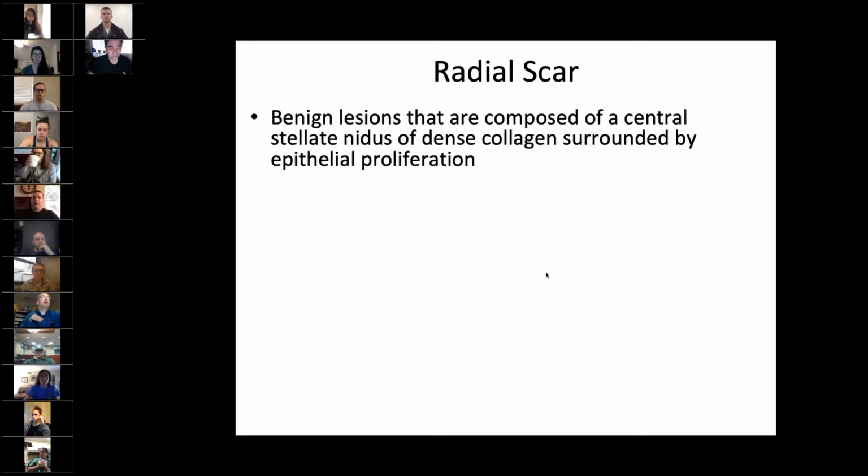All right, radial scar, basically the same thing. So these are central stellate, whatever. This is the pathologic description. It's basically just a dense scar that's surrounded by epithelial proliferation. But to what Schreckman said, it looks like a cancer on imaging. So it looks like a cancer.